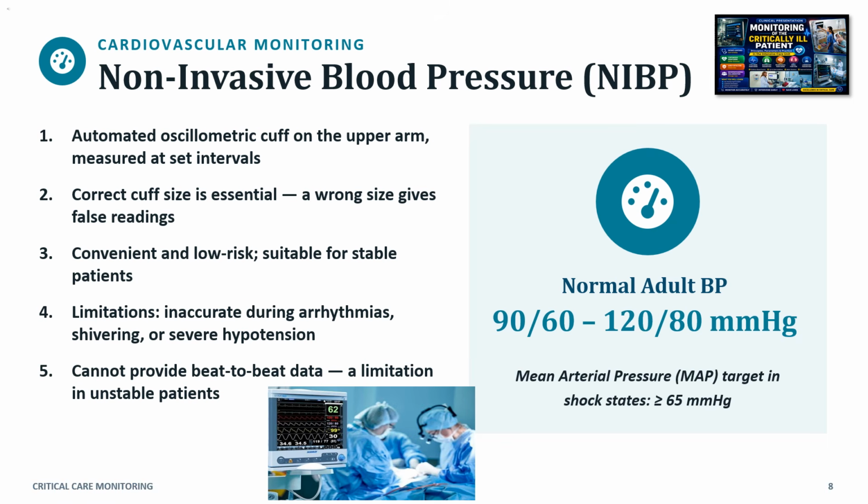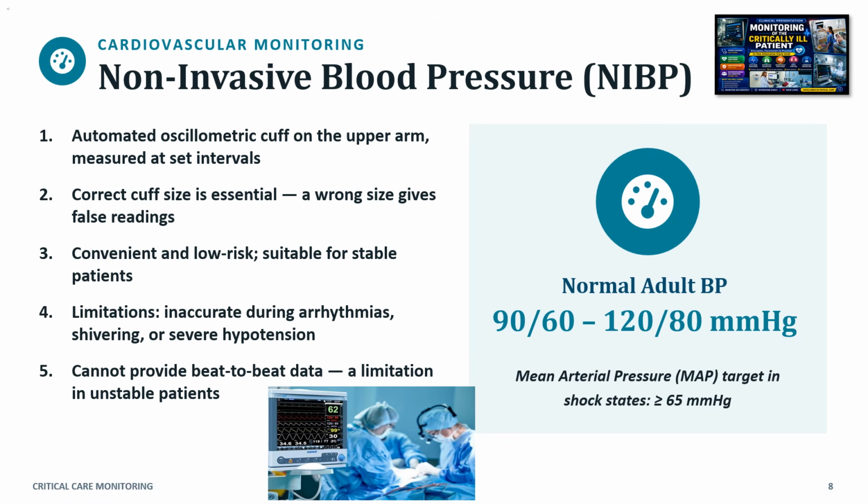3. Convenient and low risk, suitable for stable patients. This makes it ideal for routine monitoring on the ward and stable ICU patients. 4. Limitations. Inaccurate during arrhythmias, shivering, or severe hypotension. This is because movement and irregular flow interfere with oscillometric detection. 5. Cannot provide beat-to-beat data, a limitation in unstable patients. This means drops in pressure may be missed between intervals.